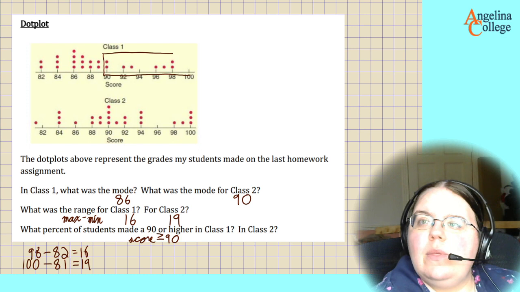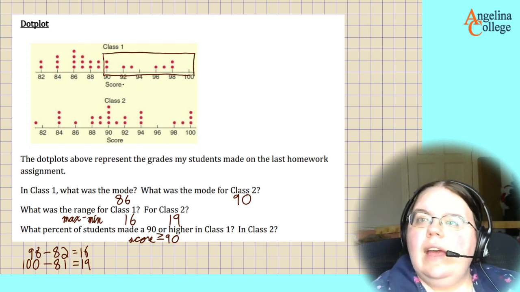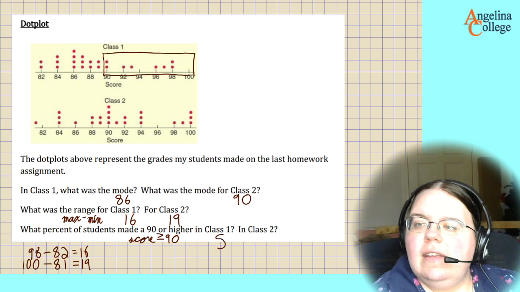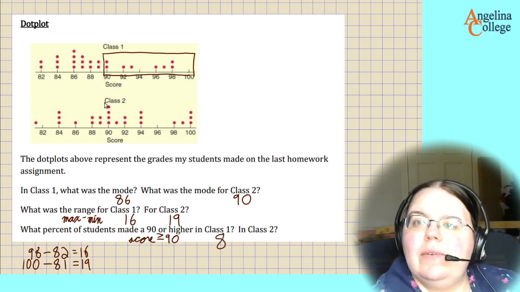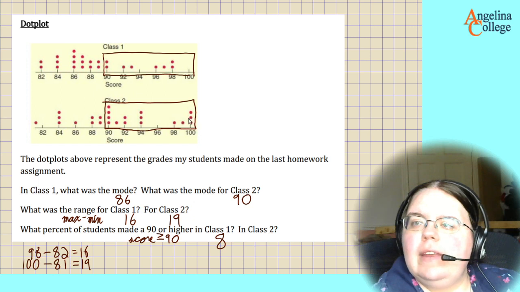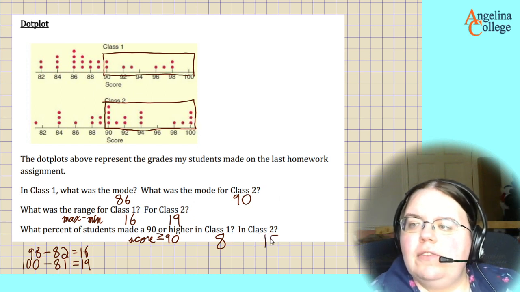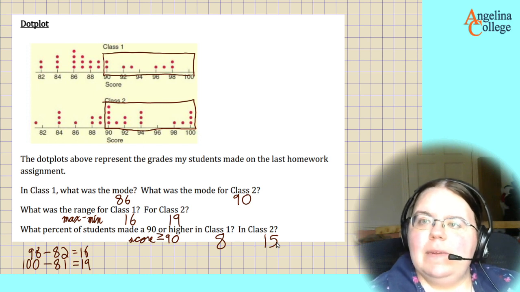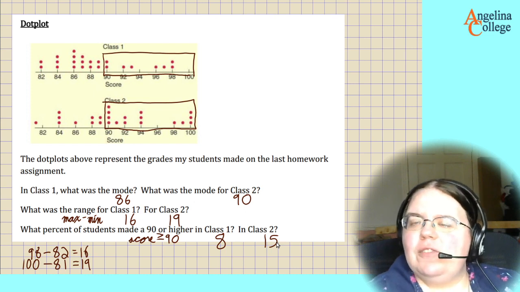So that would be these students here. How many? Okay, well that's 1, 2, 3, 4, 5, 6, 7, 8 students. Now how about class 2? Let's see. 1, 2, 3, 4, 5, 6, 7, 8, 9, 10, 11, 12, 13, 14, 15 students in class 2 got an A on that assignment. So it does look like class 2 might be doing a bit better than class 1.